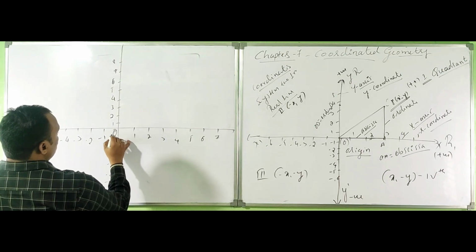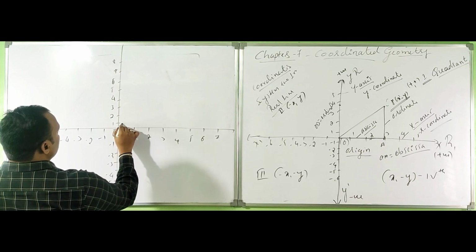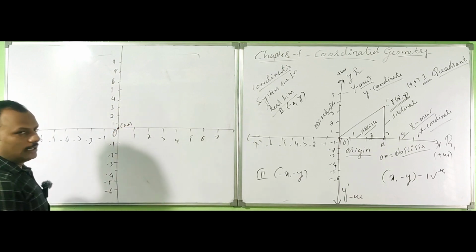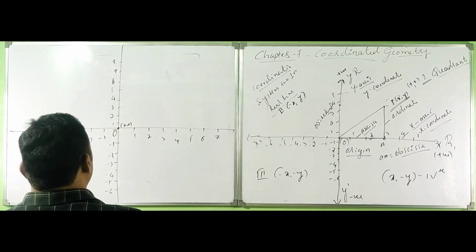Already we know this is the origin O, and the point is 0, 0, meaning 0 distance from the axis and 0 from the axis also.